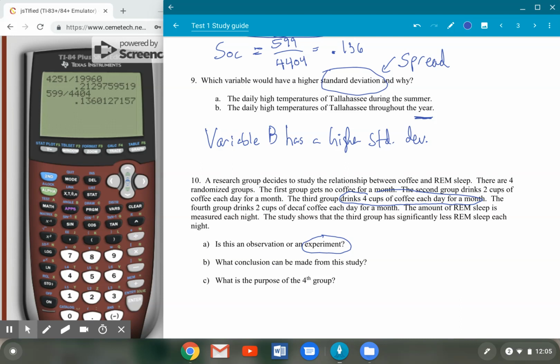I would say from that third group, drinking 4 cups of coffee each day has a significant reduction in your REM sleep. That's the cause of that. And the purpose of that fourth group, the fourth group drinking 2 cups of decaf, that is your placebo group.